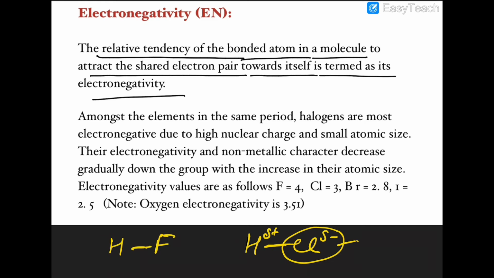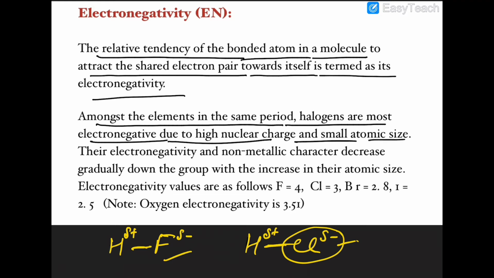The electron density of the bond pair will be closer to the fluorine and very less towards hydrogen. So you can see that fluorine got the partial negative charge and hydrogen will get the partial positive charge. So among all the elements in the same period, halogen got the highest value of electronegativity due to the high nuclear charge and small atomic size.